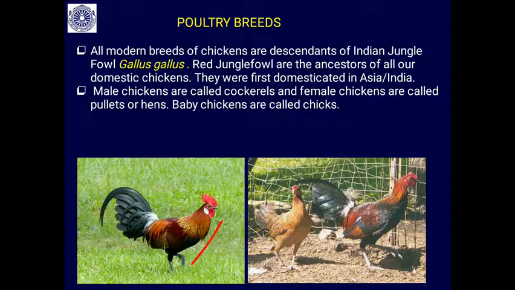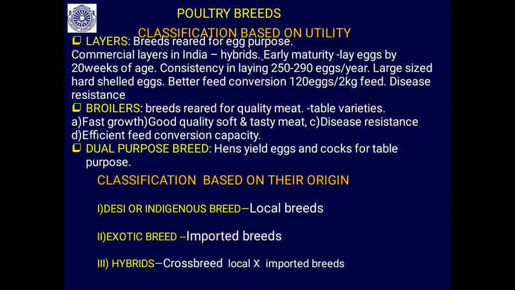Male chickens are called cockerels or cocks, and female chickens are called pullets or hens. Baby chickens are called chicks. This is the Indian jungle fowl, the female and the male. The male is beautifully colored. You know that in birds, males are beautifully colored when compared to the females.